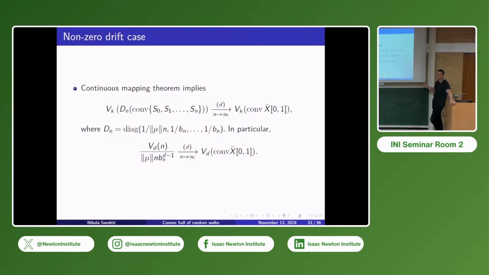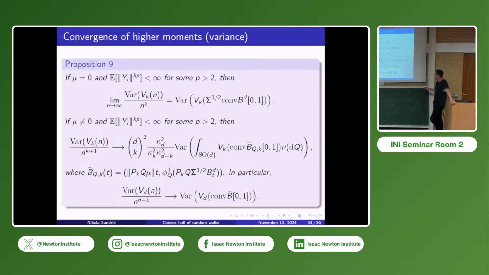Here we at most have just a finite first moment, but it was not enough because at some point we needed uniform integrability. So this is an open thing.